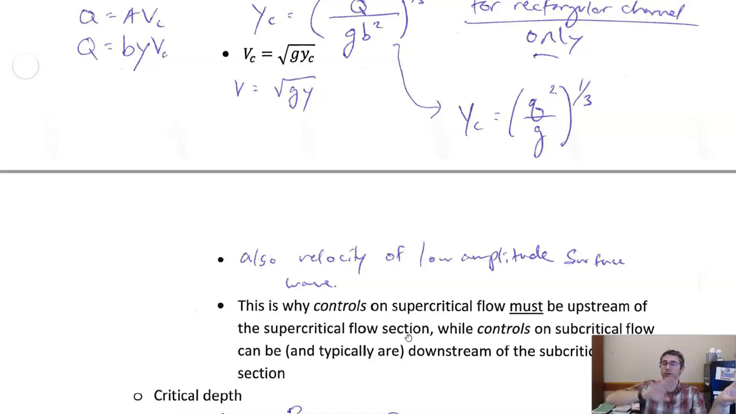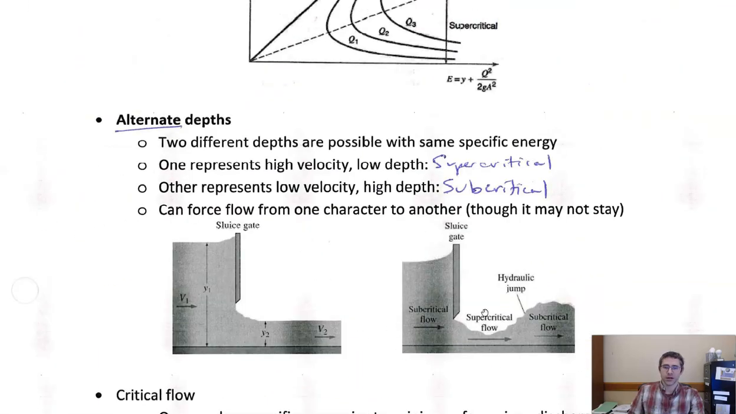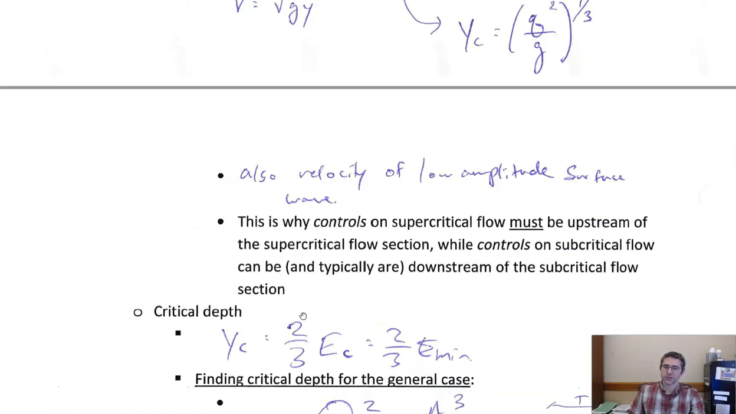You can force supercritical flow downstream of an obstacle, and in fact we showed that here, right? We forced the supercritical flow downstream of the sluice gate, but we can't force supercritical flow upstream of a control. We can force subcritical flow upstream of a control, and that's what this means. Controls on subcritical flow can be, and typically are, downstream of the subcritical flow section.